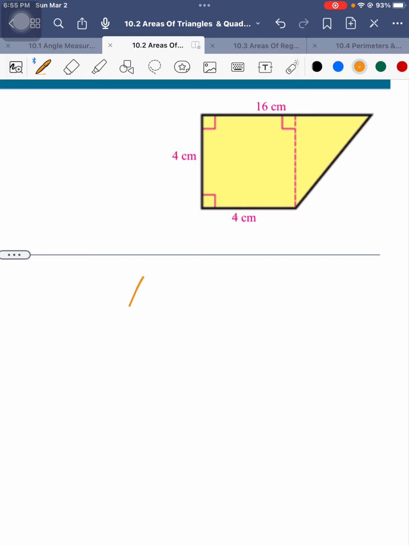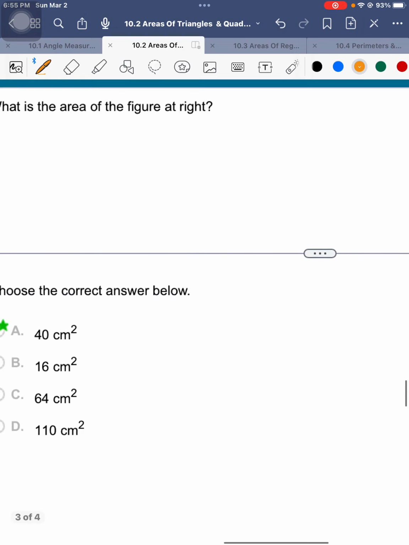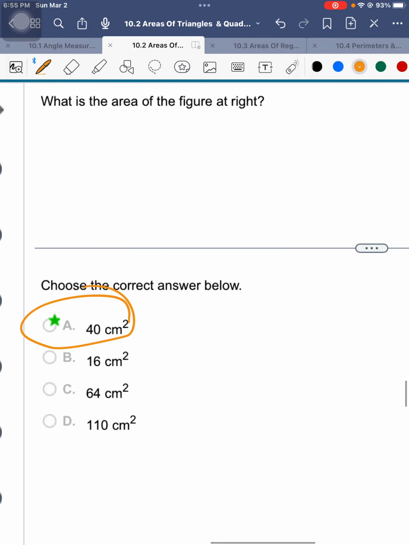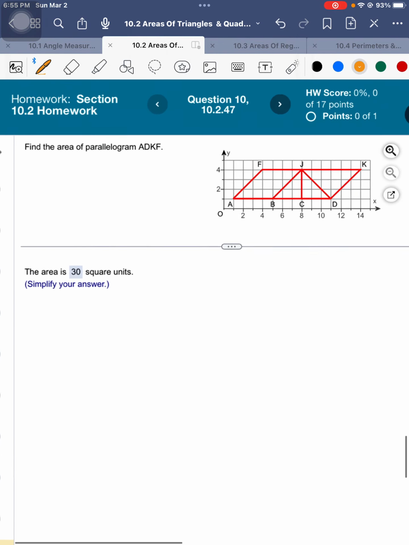Yeah, this is just a trapezoid. Let's see. One half base 1 plus base 2 times height. One half. My base 1 is 16 plus 4, that's 20. My height is 4. So half of 20 is 10 times 4 equals 40. Good.